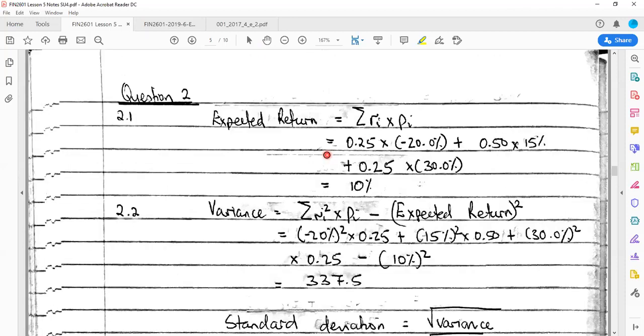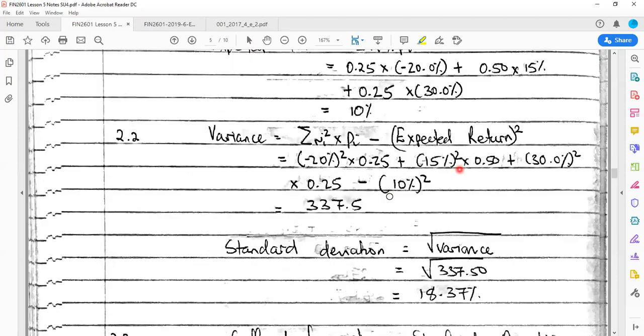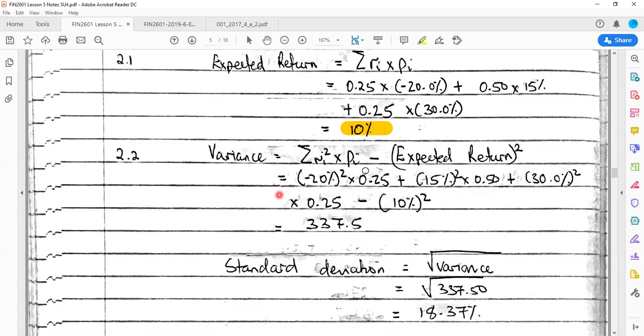Okay, so we say minus 20 squared times 0.25, plus minus 15 squared times 0.5, plus 30 squared times 0.25, right? Minus the expected return that we got here. You always have to get the expected return before you can get the variance or standard deviation. Minus 10% squared, and that gives us the variance. And then the square root of the variance gives us the standard deviation.